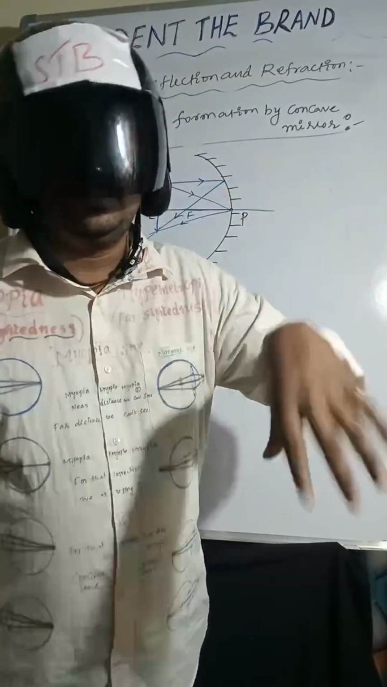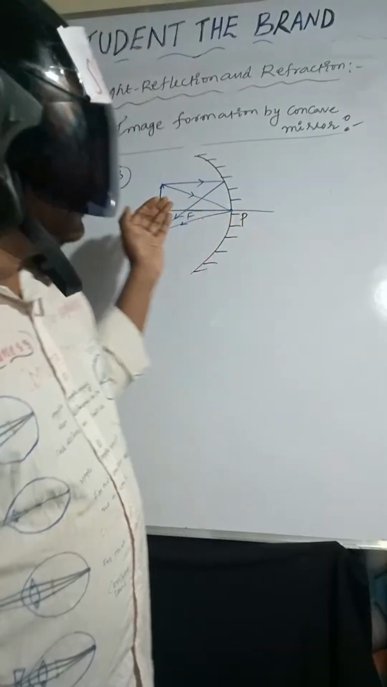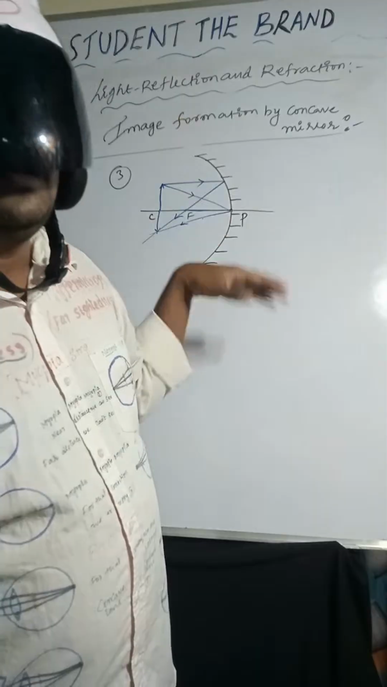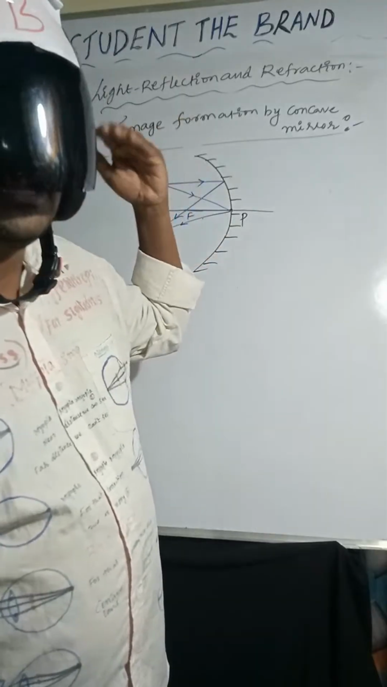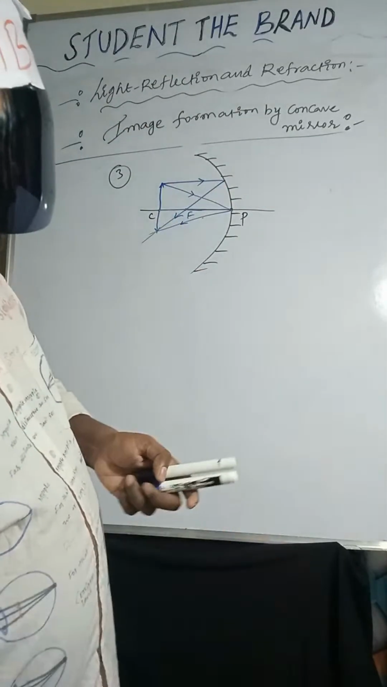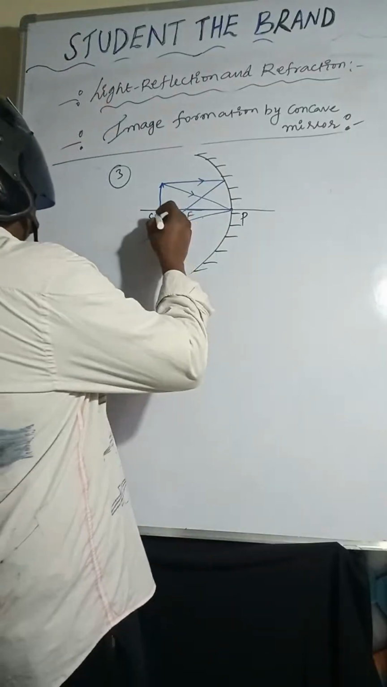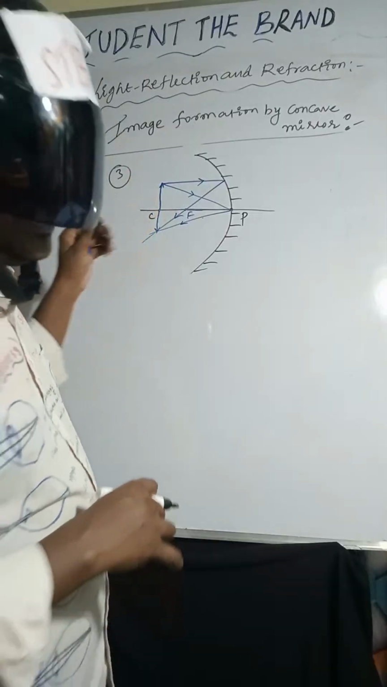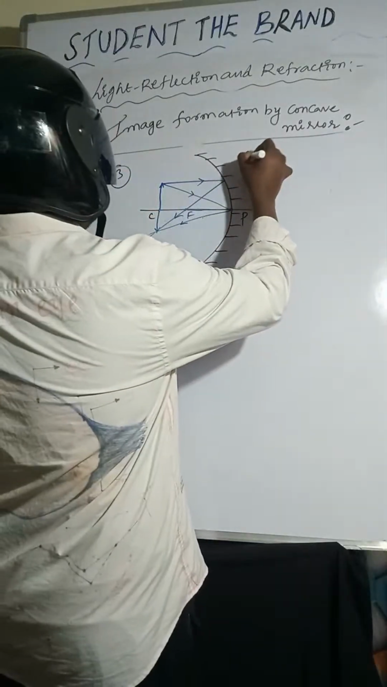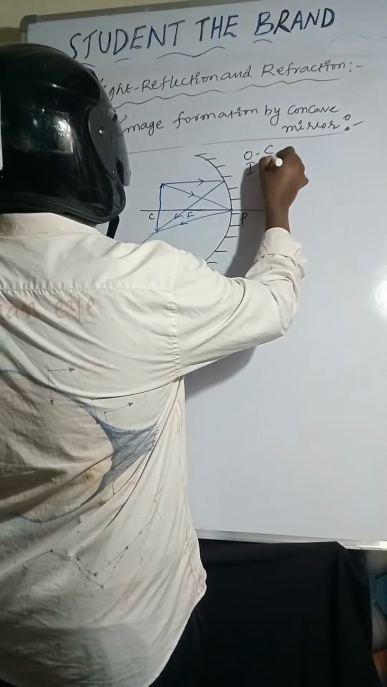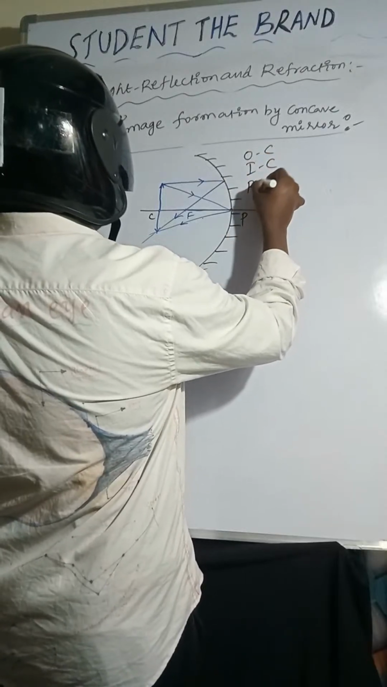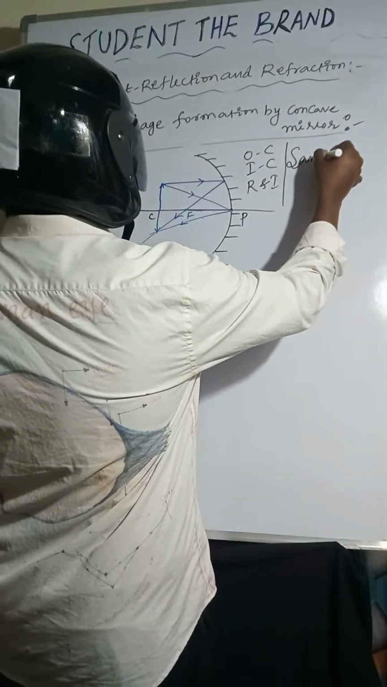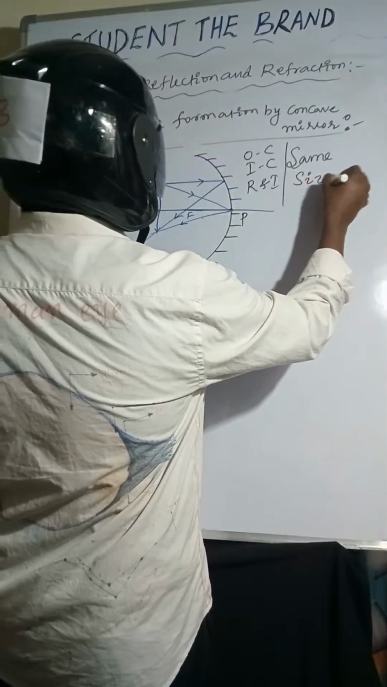That is 0, not 2f. Object is placed at C, image also will form at C only, right? The minimum distance is 0. That is very, very important; related to this they will ask a question. Object at C, image also will form at C. Nature of the image is real and inverted. Size of the image is same size.